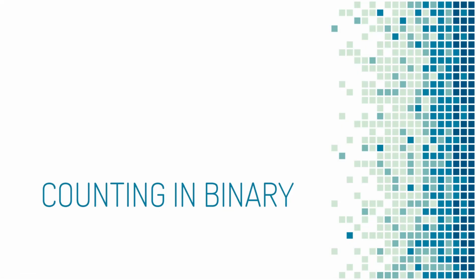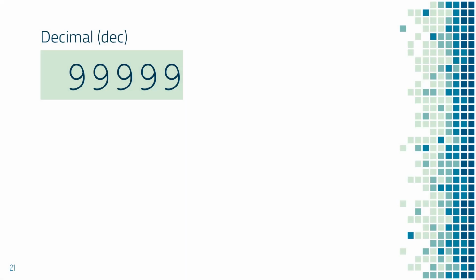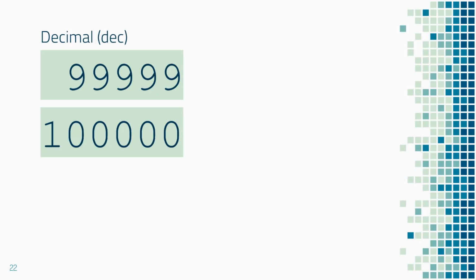So now let's actually learn how to count in binary. I'll explain the same concept in a few different ways, so if one explanation doesn't make sense to you, don't worry. First, let's look at an idea that we're familiar with in decimal. If we have the number 99999 and we add 1, something happens. There's a cascade effect where all the 9s turn into 0s and we add a 1 to the very end.